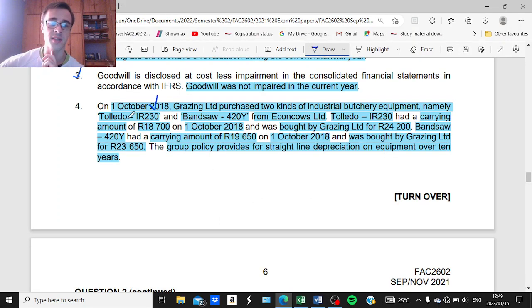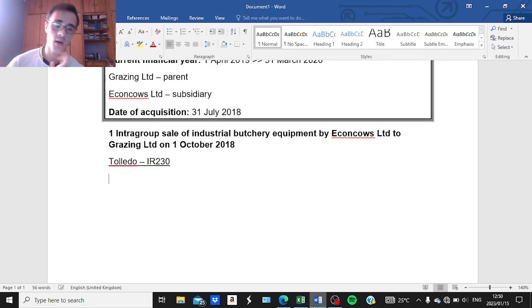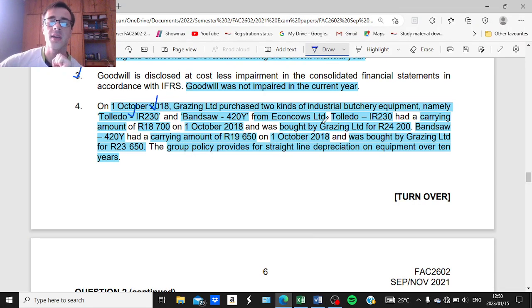So let us address the Toledo IR230 equipment first. Alright, now according to additional information point 4, the carrying amount of this equipment was 18,700 Rand on the date of sale, and the proceeds was 24,200. So there was clearly a profit made on this transaction.